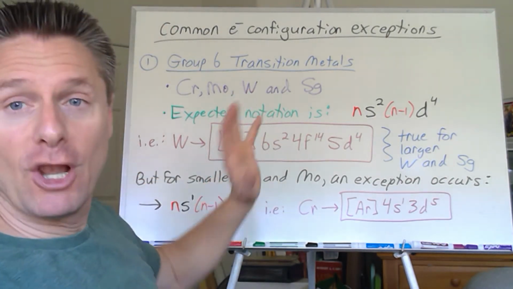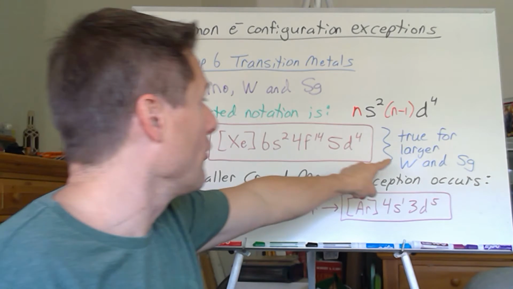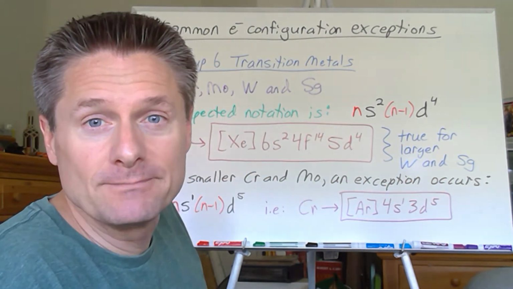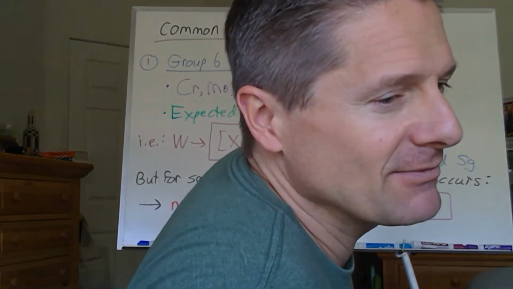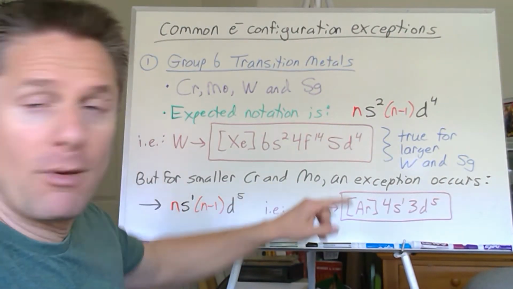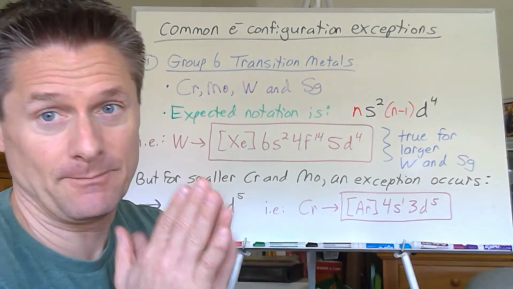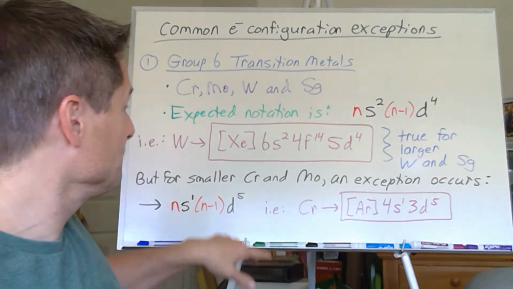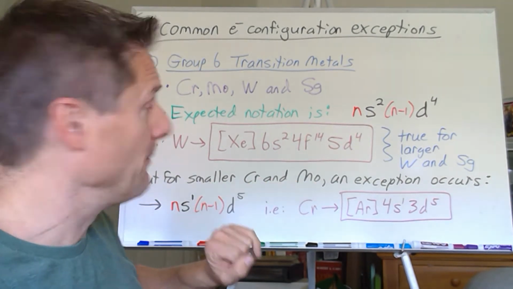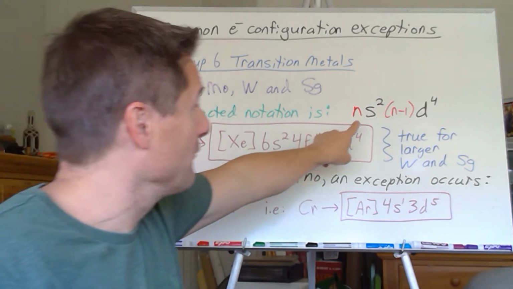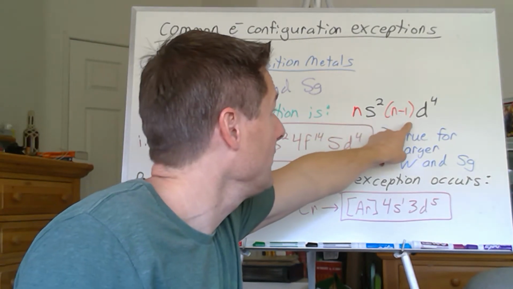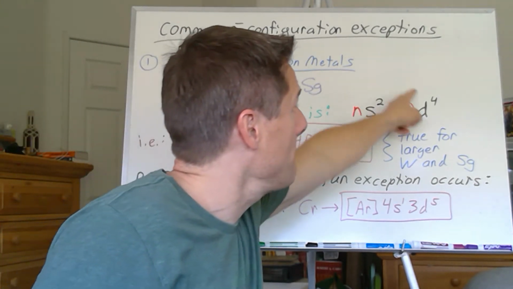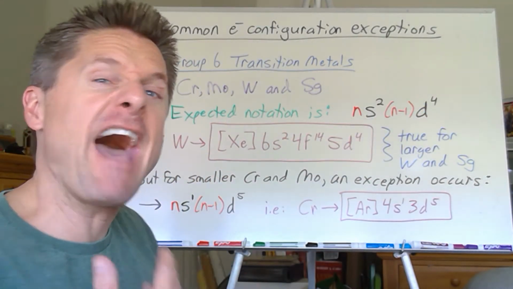This is true for the larger ones, all right? So for tungsten and seaborgium, yes, you will see that behavior. Oh my goodness, what are we going to do? But for chromium and molybdenum, we see an exception. All right, so there's always exceptions to the rules, right? For chromium and molybdenum, what we find is instead of the s being filled and having 4 in the d subshell, one of those s electrons pops over into the d shell to half fill the d shell.